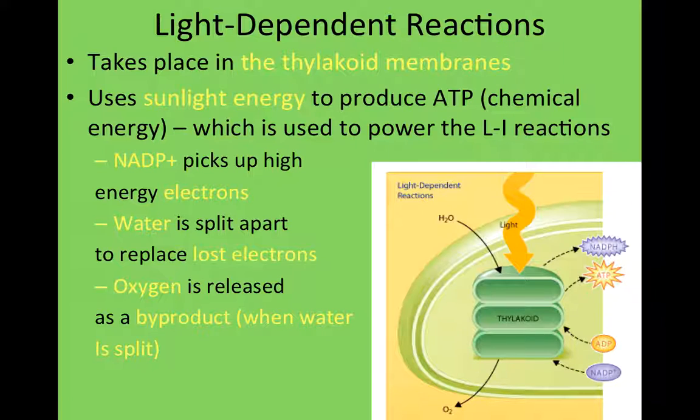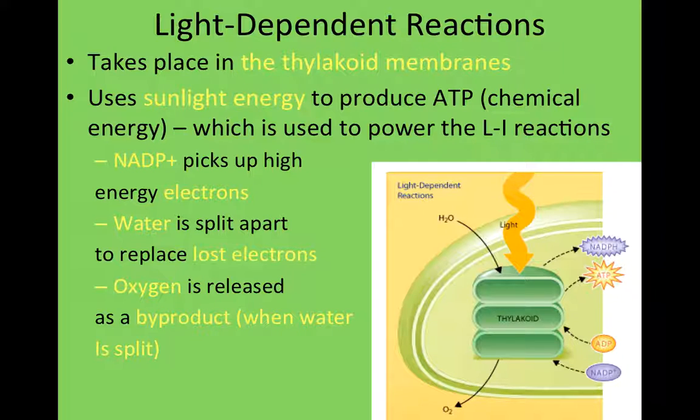Water, as you can see, is coming in from the outside of the chloroplast and hitting the thylakoid. That water is split apart to replace electrons to the thylakoids and the chlorophyll molecules so that photosynthesis can continue. The hydrogens of that water molecule actually stay inside the thylakoid for reasons that you don't really need to know right now. But in that process, oxygen is going to be released as a byproduct, sort of a quote unquote waste product from this process when water is split. So oxygen is released from the plant.